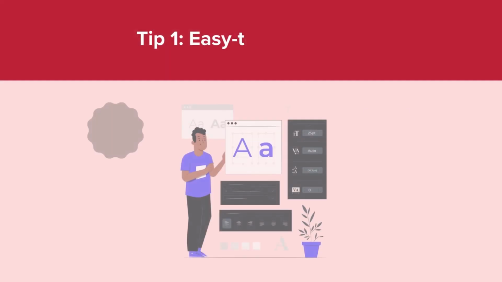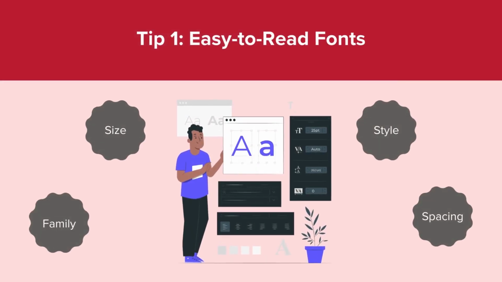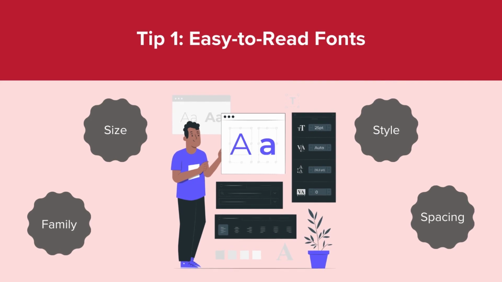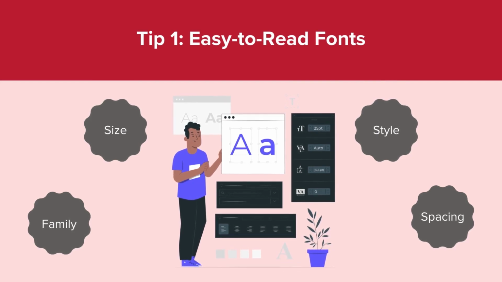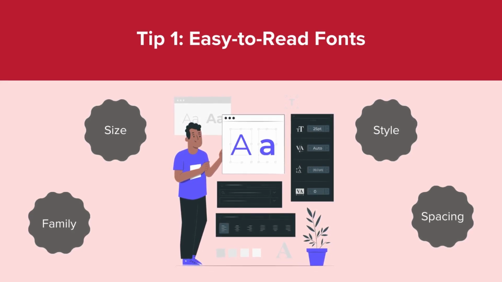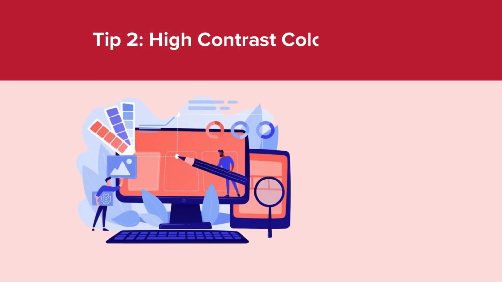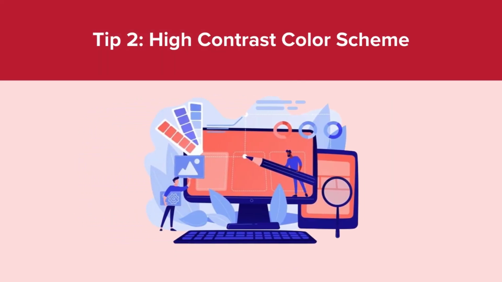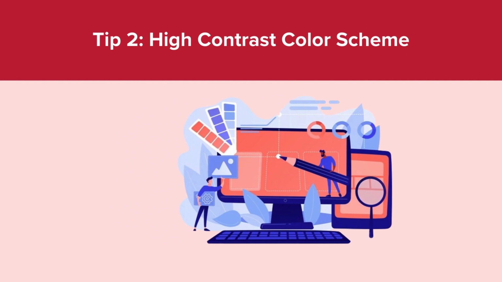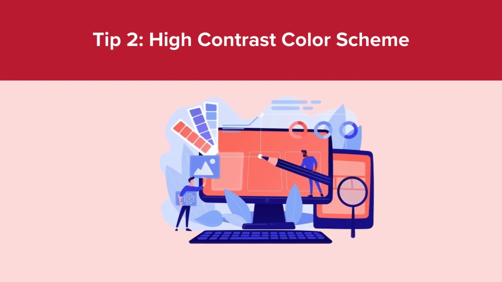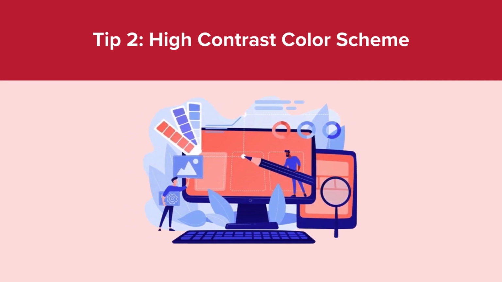Here we go. Tip number 1. Start by selecting easy-to-read fonts. Use readable font families, appropriate font sizes, font styles, and maintain adequate line and letter spacing for better accessibility. Tip number 2. Opt for a high-contrast color scheme for your text and background to ensure readability. You can follow WCAG guidelines to use the perfect color contrast ratios.